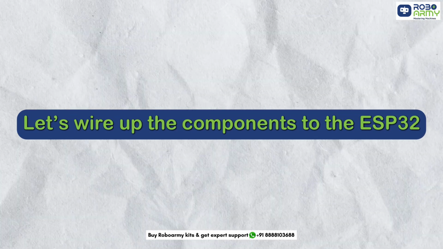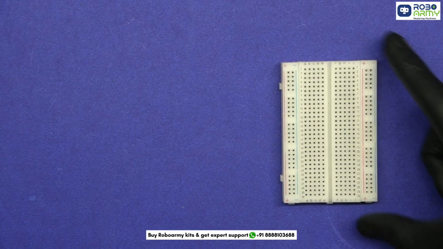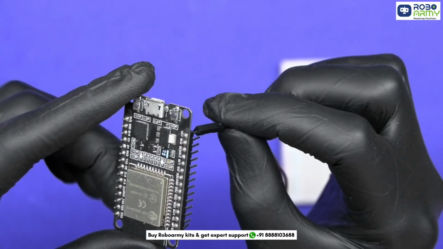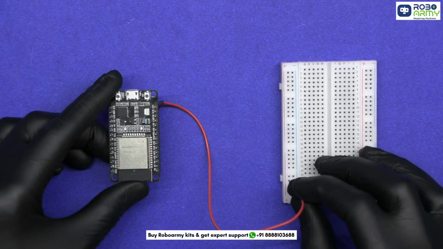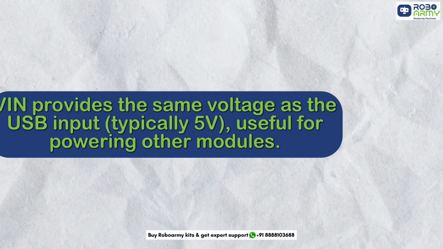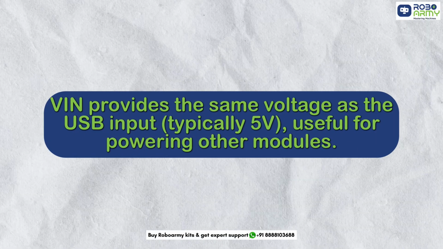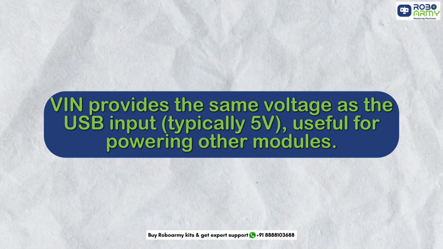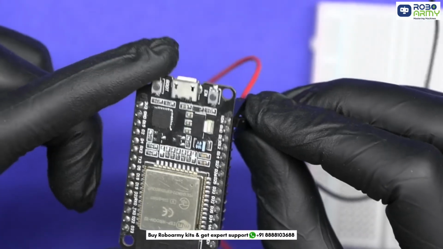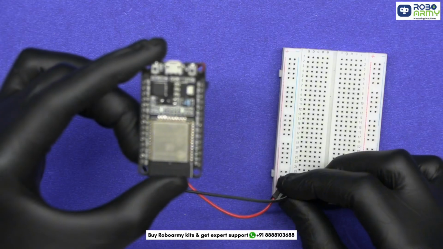Let's wire up the components to the ESP32. Check your breadboard and ESP32. Connect the VIN pin of ESP32 to the positive rail of the breadboard. VIN provides the same voltage as the USB input, typically 5 volts, and is useful for powering other modules. Connect the GND of ESP32 to the negative rail of the breadboard.